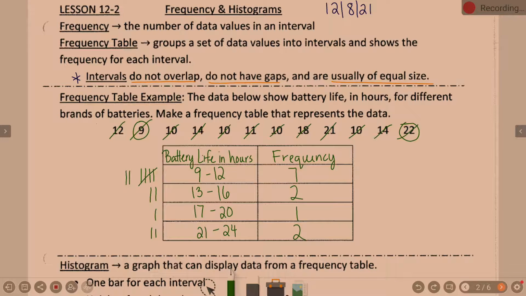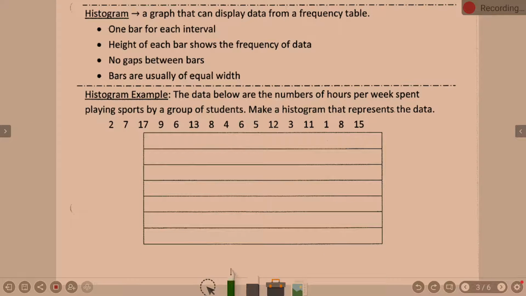Let's go look at a histogram. A histogram is a graph that can display data from a frequency table. Are we using the same? No, it's different numbers this time. A histogram looks a lot like a bar graph. It's not technically a bar graph. There are differences, but it looks like a bar graph.